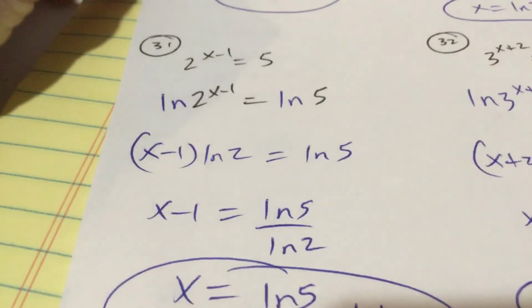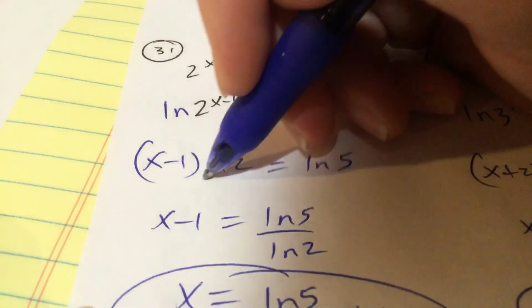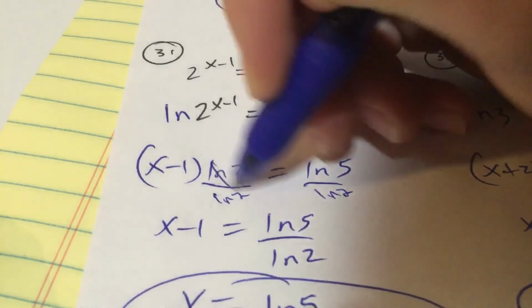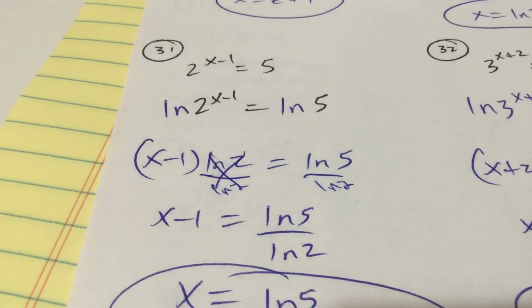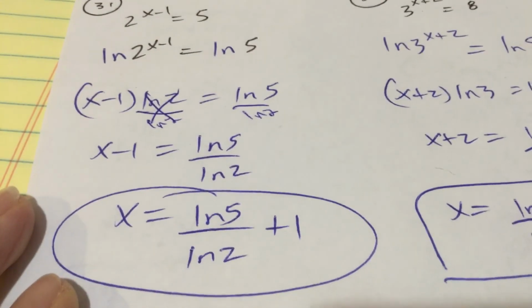31. 2 to the x minus 1 equals 5. I can't get 5 to be 2 to any power. 5 is like 2 to the 2 point something. So I'm going to attach natural log to both sides like I did in blue. Then I have x minus 1 times natural log 2 equals natural log 5. I'm going to divide both sides by natural log 2. That will cancel. x minus 1 equals natural log 5 over natural log 2. Add 1 to both sides.